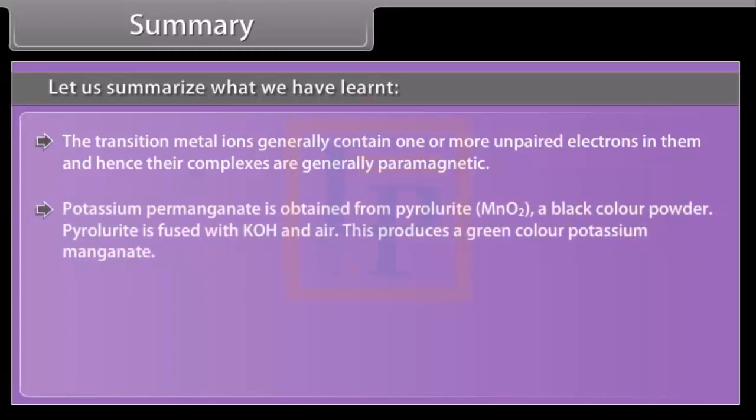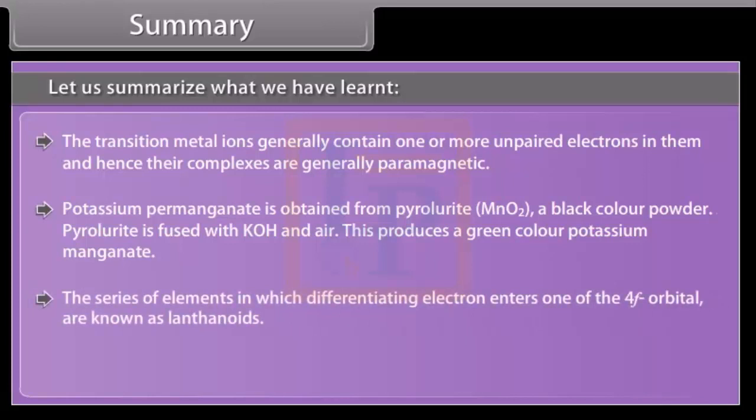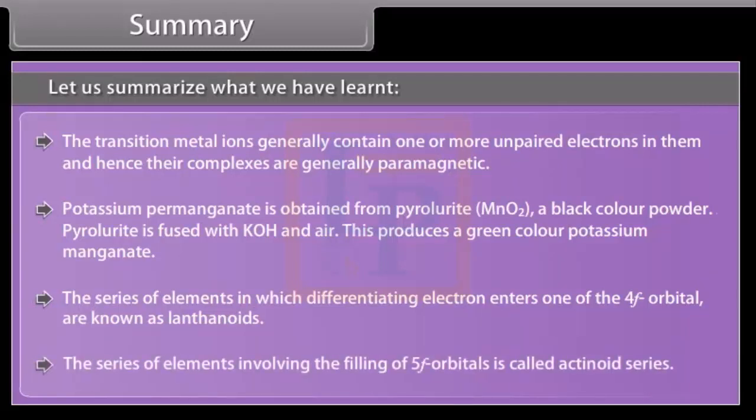Potassium permanganate is obtained from pyrolusite, a black colored powder. Pyrolusite is fused with KOH and air. This produces a green colored potassium manganate. The series of elements in which the differentiating electron enters one of the 4f orbitals are known as lanthanoids. The series of elements involving the filling of 5f orbitals is called the actinoid series.